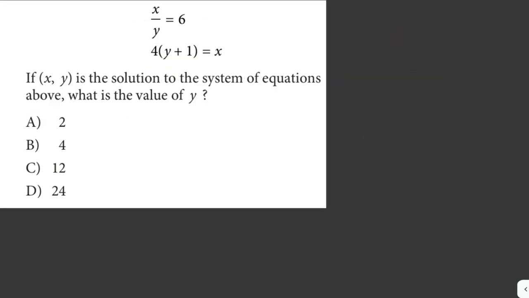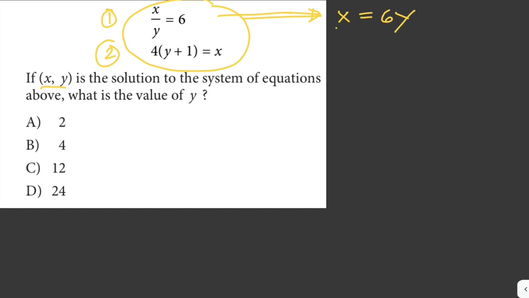Let's solve another problem here. If xy is the solution to the system of equations above, this one, what is the value of y? So we need to solve for the value of y here. This is our first equation and this is our second equation. So to solve for the value of y, we can write the first equation as x equals 6y, and then we plug in this expression, the value of x, into the second equation.